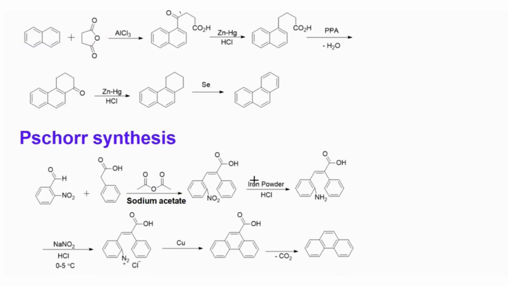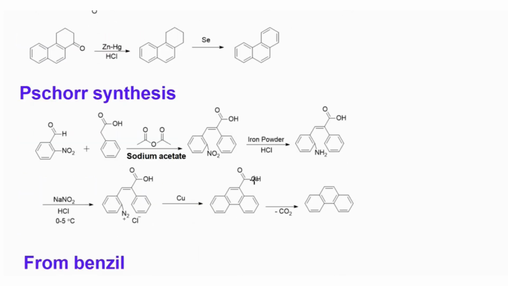Next, the Pschorr synthesis. Here the starting materials are 2-nitrobenzaldehyde and phenylacetic acid. If you have studied the Perkin reaction, the same principle is applied here. You see, this is phenylacetic acid, and the CH2 is an active methylene group. In the presence of sodium acetate, which acts as a base, it forms an enolate ion, and that enolate ion will attack the carbonyl carbon of this aldehyde, followed by dehydration. So we get this product.